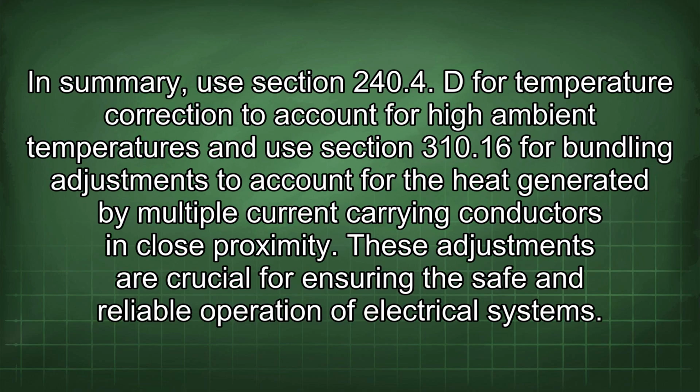In summary, use section 240.4(D) for temperature correction to account for high ambient temperatures, and use section 310.16 for bundling adjustments to account for the heat generated by multiple current-carrying conductors in close proximity. These adjustments are crucial for ensuring the safe and reliable operation of electrical systems.